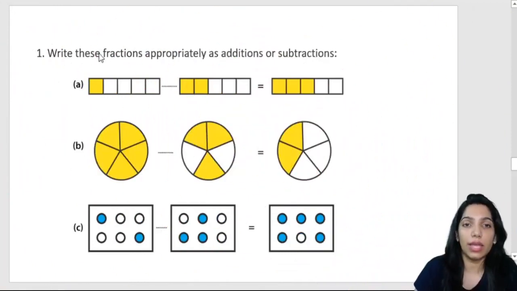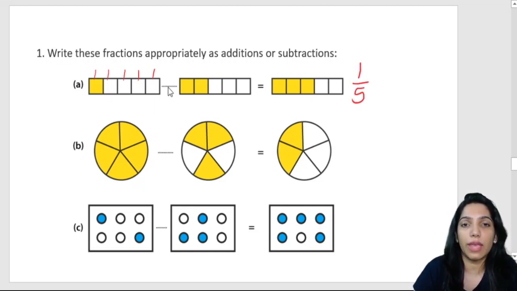It says write these fractions appropriately in addition or subtraction. Let's start with the first one. How many parts are there in total? 1, 2, 3, 4, 5. Out of 5, how many do you see shaded? 1. So it's 1 over 5.